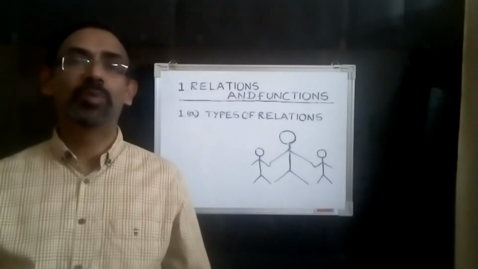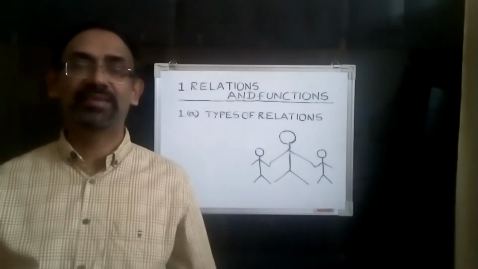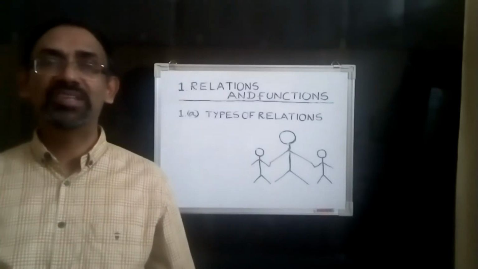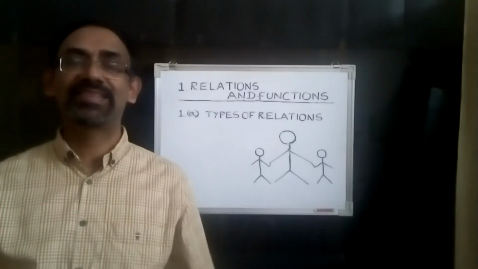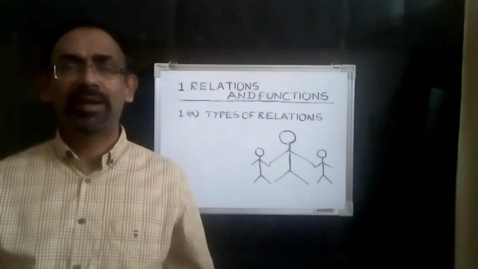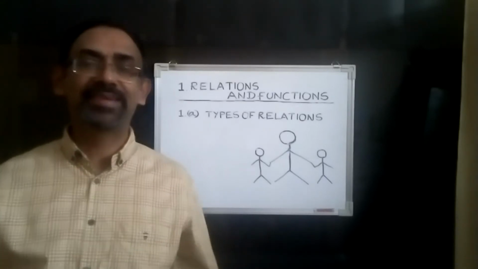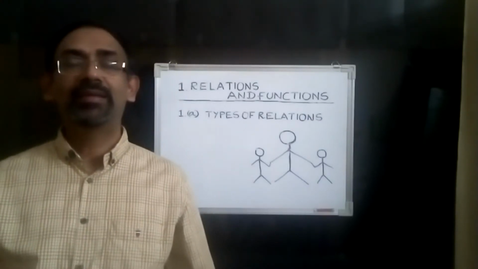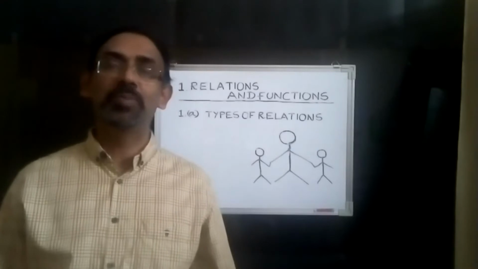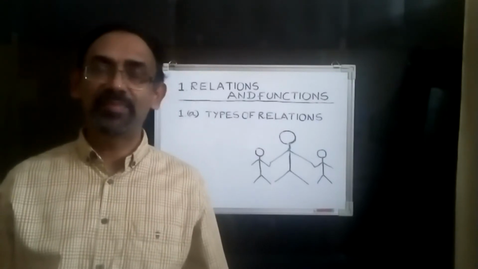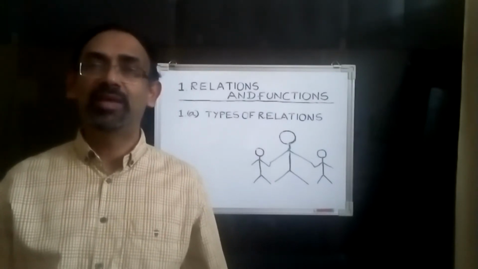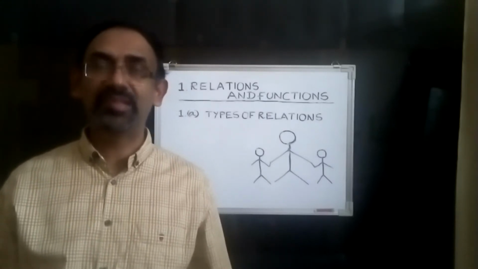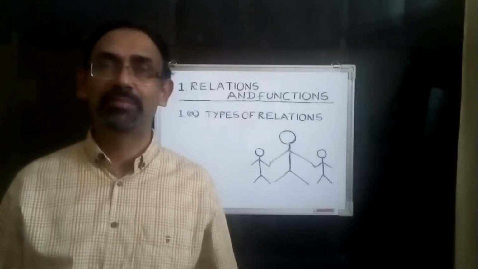Today we are studying about the types of relations. Let us recall what we studied in our first year chapter. Relation means only connection in ordinary English. Mathematically, a relation from A to B is a subset of A cross B. Every relation from A to B is a subset of A cross B.